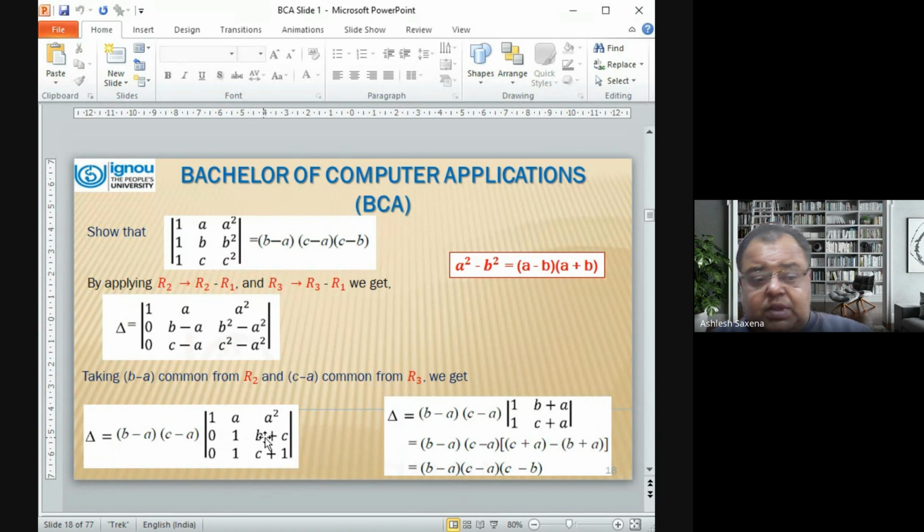Again, what I will be doing, I will be taking this and opening it now. When I open it, removing this and this, I will be left with one B plus A. It is not B plus C, it is B plus A. It is written over here. And this is C plus A. I will be opening it now. 1 into C plus A is C plus A, minus 1 into B plus A.